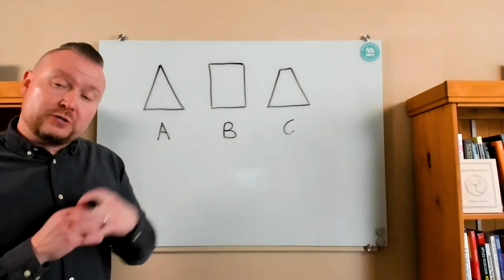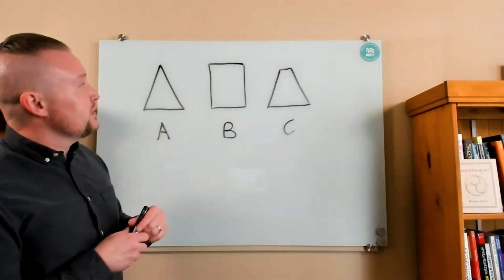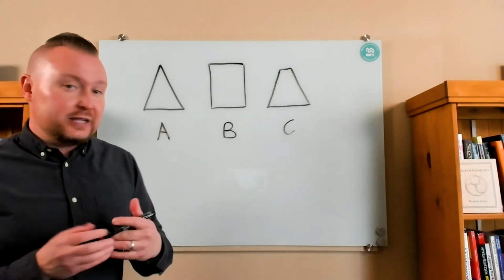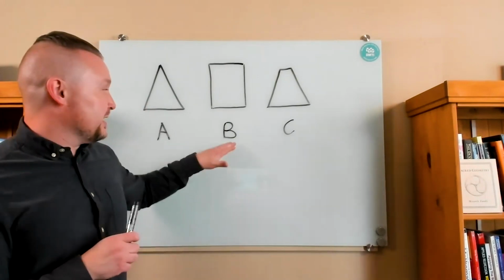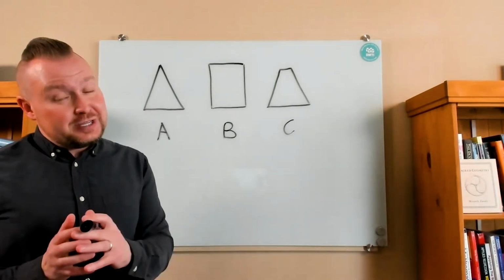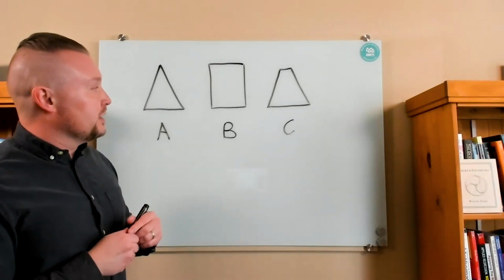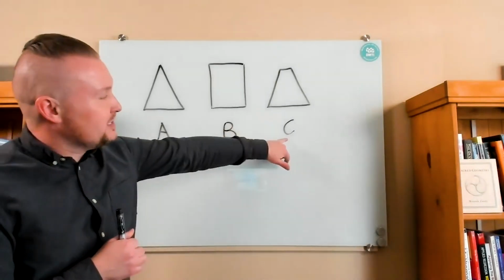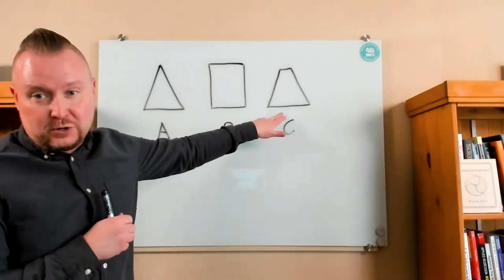If kids are older and know some things about angles, they might say, well, it looks like B is the only one that has right angles, and the others clearly don't have right angles. So that would be a really good way to say that B doesn't belong. But younger kids and even some older kids might say that B doesn't belong because they see A and C as being a triangle and then almost a triangle.